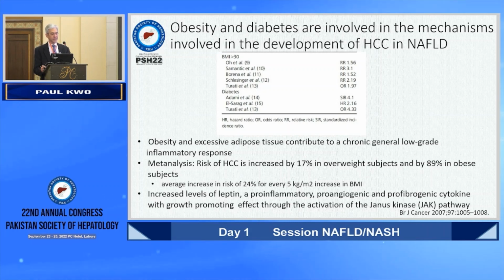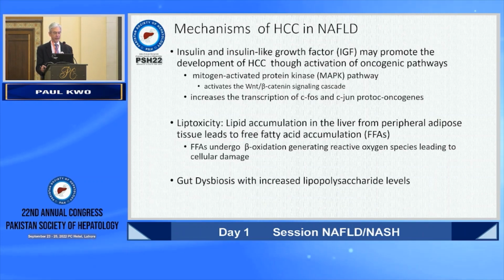We know obesity and diabetes. We've just heard a very nice lecture about some of the mechanisms in the development of NAFLD. These same comorbidities probably drive development of pre-neoplastic and neoplastic transformational change in non-alcoholic fatty liver disease. Obesity and excess adipose tissue all lead to a general low-grade inflammatory response, and these pro-inflammatory cytokines likely activate a variety of pathways, including the Janus kinase pathway, which is important in the development of hepatocellular cancer.